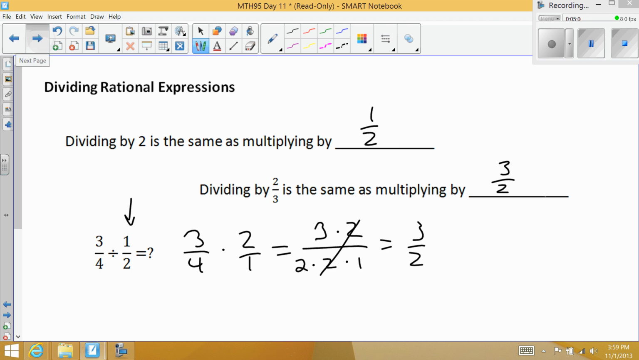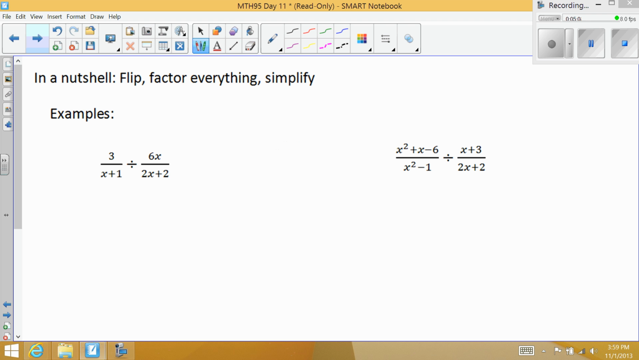Okay, let me get some polynomials in here. So in a nutshell, when we're dividing these rational expressions, first flip, then factor everything, and simplify. When we flip over the expression that's after the division sign, that turns it into a multiplication problem, and then multiplication problems, we know factor, simplify. Make sure you do the flip first before you do any factoring, otherwise it's just too easy to forget partway through the problem that you're actually dividing rather than multiplying.